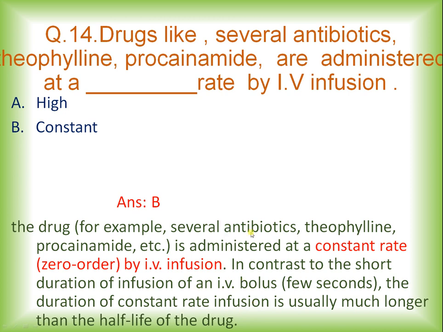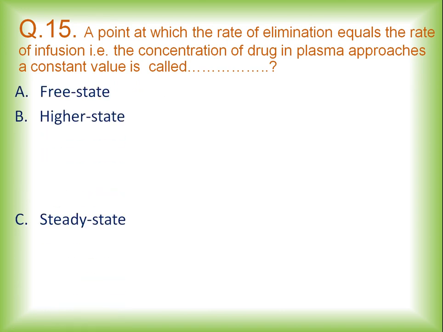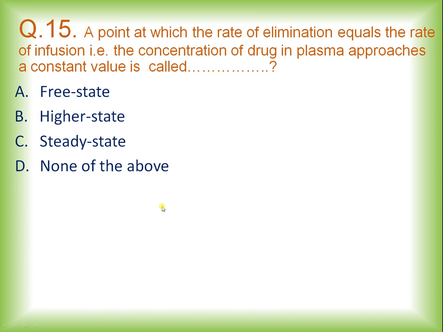The point to be remembered here is that in one compartment open model IV infusion, whenever a drug is administered, it is administered at a constant rate, and the rate is zero order. A point at which the rate of elimination equals the rate of infusion, that is, the concentration of drug in plasma approaches a constant value, is called which point? Options are free state, higher state, steady state, none of the above. And the right answer is option C, the steady state.